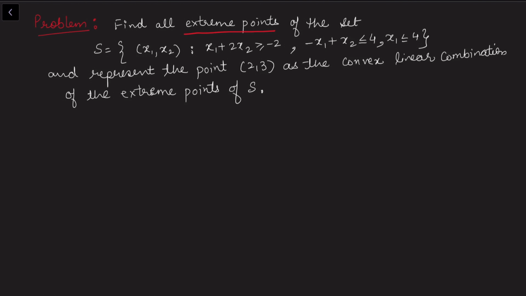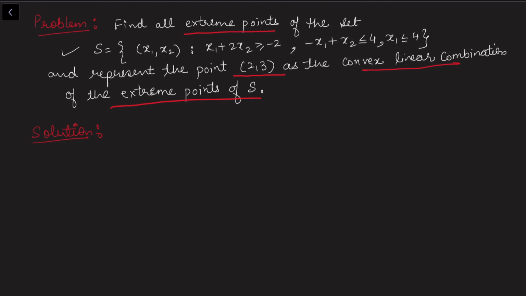Let us consider this problem. In this problem I want to find all the extreme points of the set and represent the point (2, 3) as the convex linear combination of the extreme points of S. So let's understand how to solve this question mathematically. We have already seen this geometrically, how we can write any point in the tetrahedron in terms of the corner points. So here (2, 3) is a point in between the region.